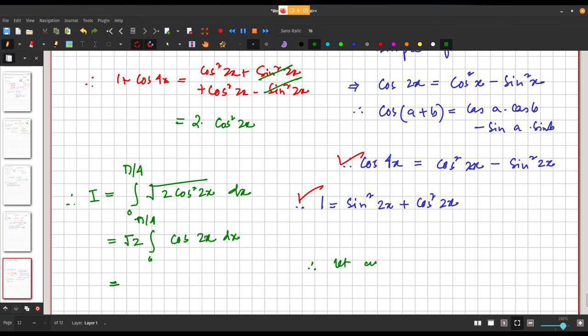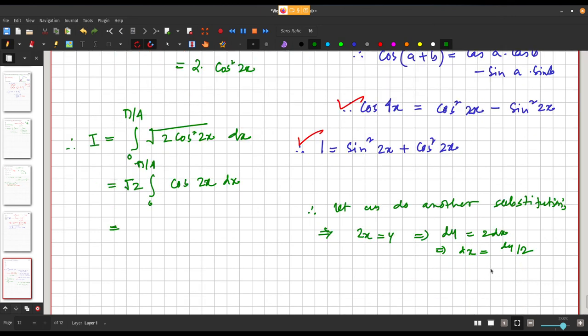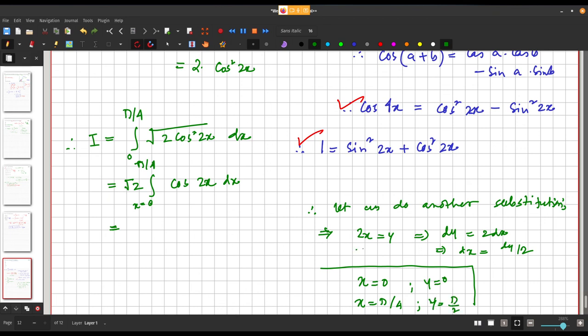So let us do another substitution here, which is 2x equal to y, that will imply dy equal to 2 dx or dx equal to dy over 2. And now the limits will also change. When x is 0 here for the lower limit, then y is also equal to 0. And when x is equal to pi by 4, then y will be equal to pi by 2, since y is equal to 2x we have assumed.